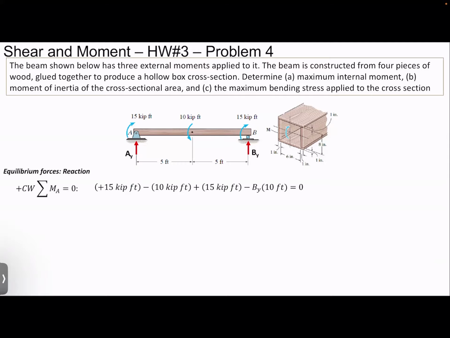So we only have external moments. Remember, these external moments are not multiplied by distance. I always see that on this exam. So do not multiply external moments by distance in statics. All right, so we have 15, negative 10, plus 15, and then that BY, because I said positive direction is clockwise, just meaning this direction if you don't know how analog clocks work.